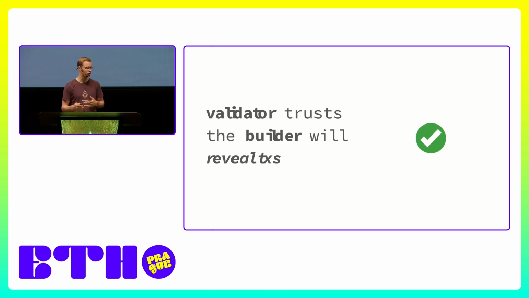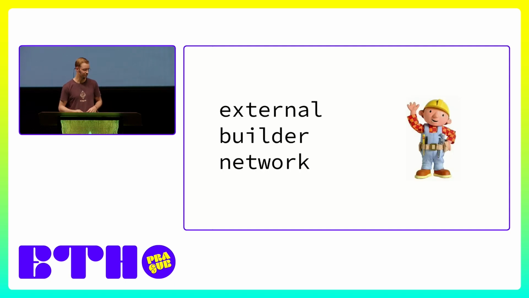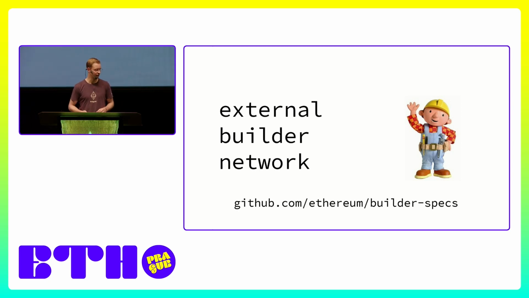And one thing that we can do is we can just flip the trust. So rather than the validator being the trusted party, the validator now is the non-trusted party. They are doing the trust with the builder. And so they're now trusting that the builder will reveal the transactions rather than being the party that's being trusted. And this is kind of what we've done with this external builder network.